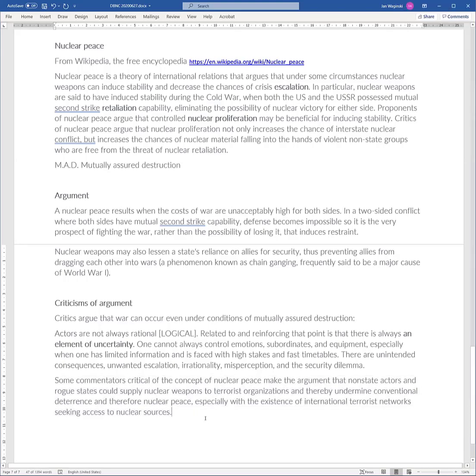Some commenters critical of the concept of nuclear peace make the argument that non-state actors and rogue states could supply nuclear weapons to terrorist organizations and thereby undermine conventional deterrence and therefore nuclear peace, especially with the existence of international terrorist networks seeking access to nuclear sources.